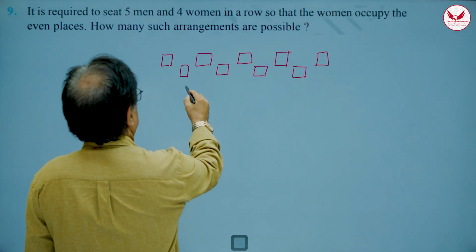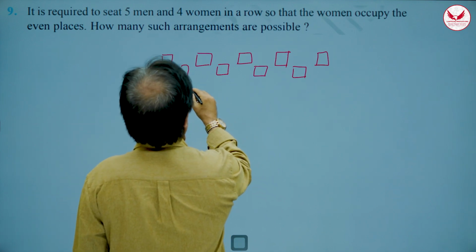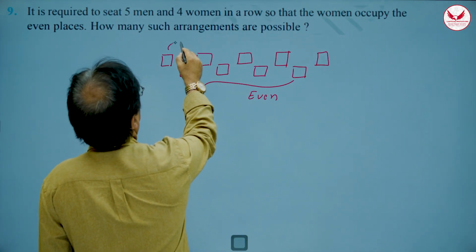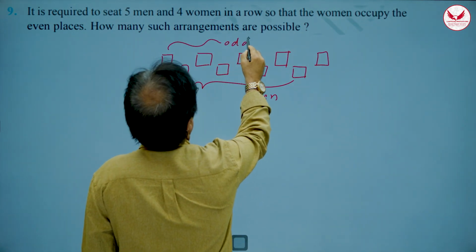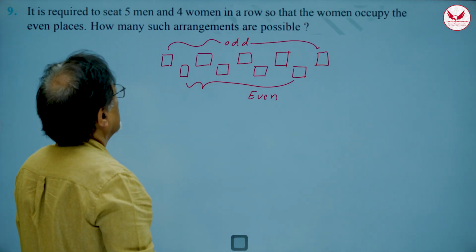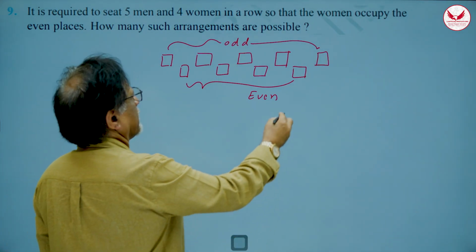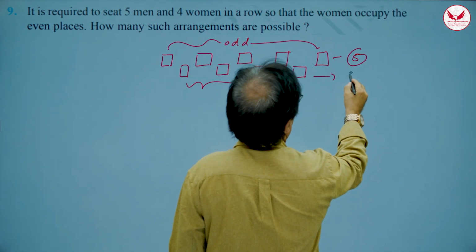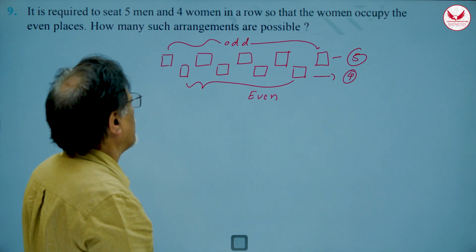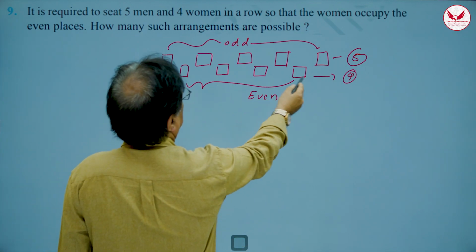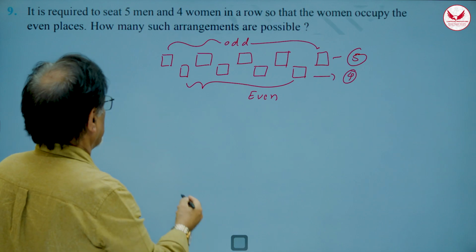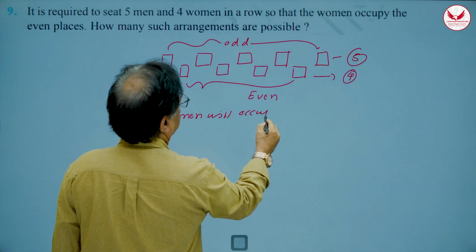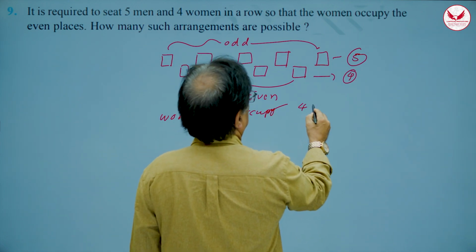Now these places, which are second, fourth and so on, are even places, and these are odd. How many odd places are there? 5. So there are 5 odd places and 4 even places. So women will occupy only these 4 places.